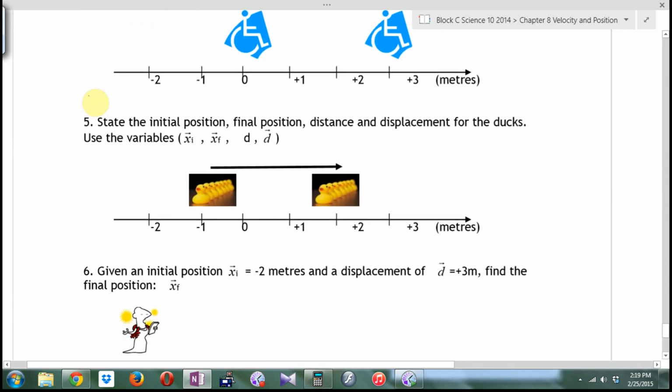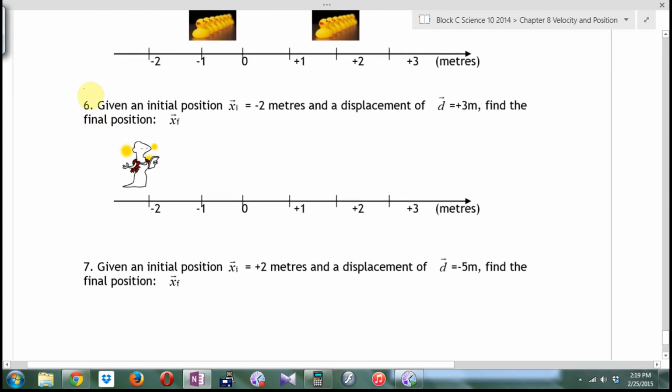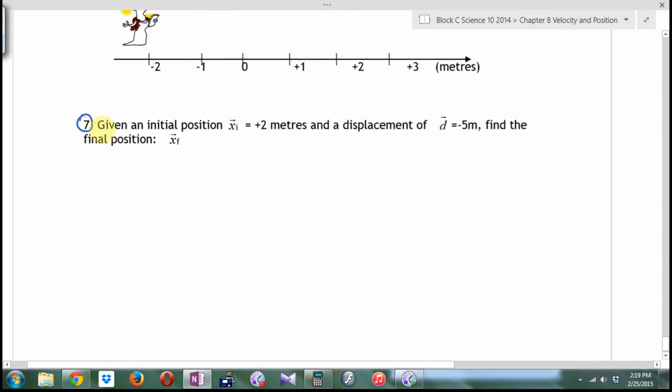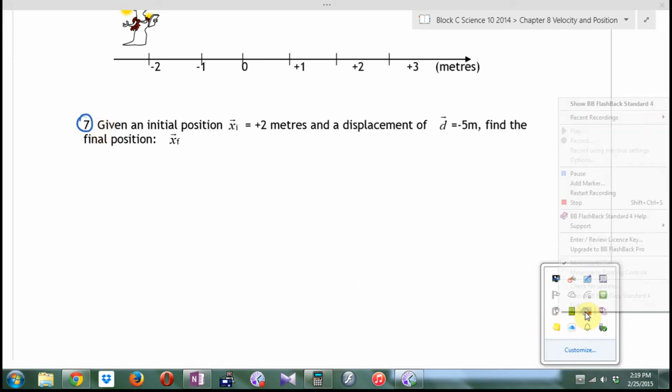Okay, so number 1, 2, 3, 4, 5, 6, and then 7 says do it without the diagram. That's part 1. And then I got a little homework handout too.